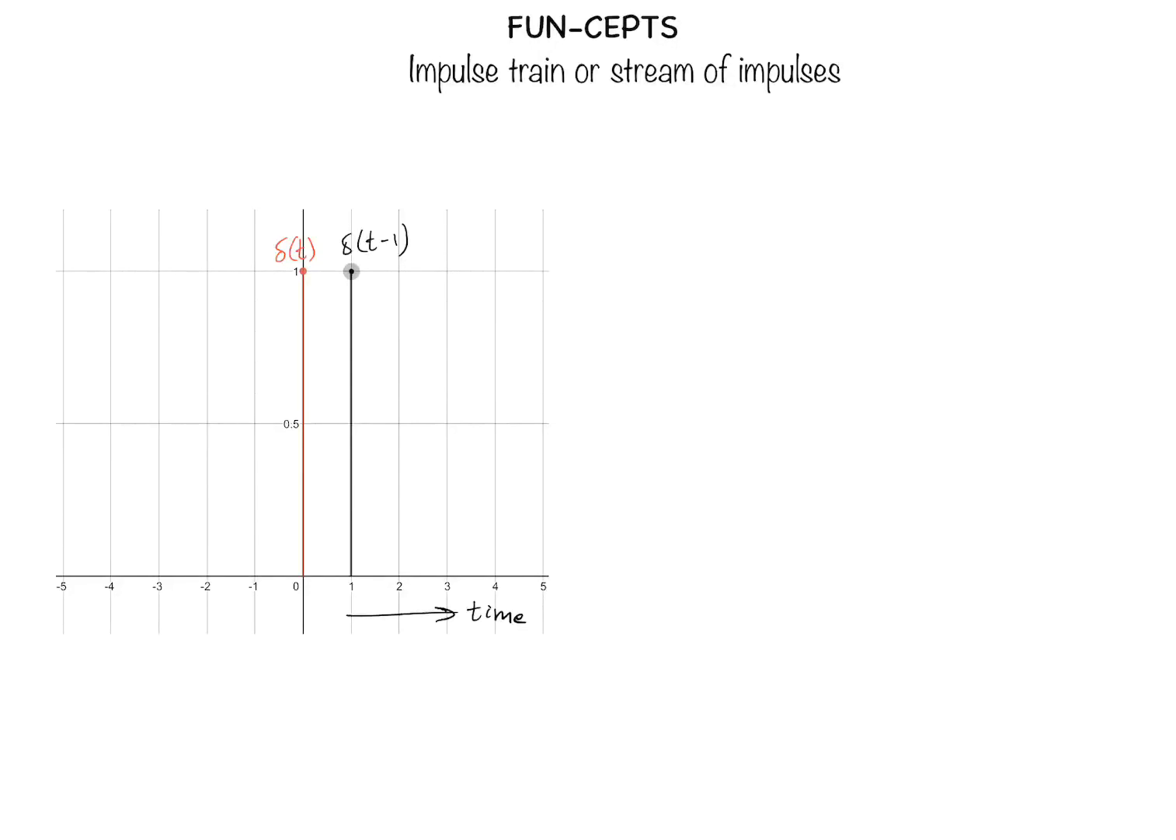Hi, the topic of this video is an impulse train or a stream of impulses. In my previous video, I talked about the unit impulse function, which is also called the delta function. And if you recall from my previous video, the delta function finds immense applications and utility in the analysis and understanding of signals and systems, and therefore it is an important concept to be understood.